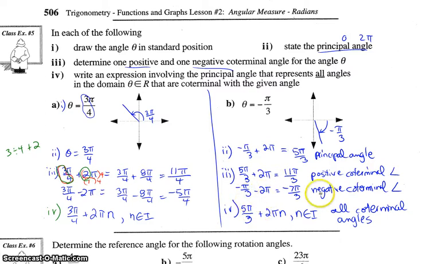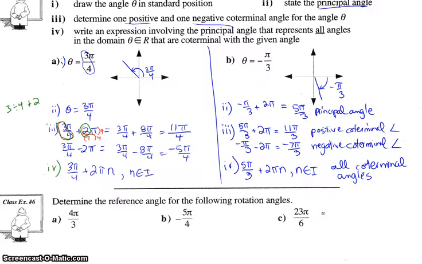Okay, and for the negative coterminal angle, I took negative pi over 3 so that we could be further negative. Subtract 2 pi, and we get negative 7 pi over 3. All coterminal angles could be defined or described as 5 pi over 3 plus 2 pi n, where n is an element of the integers. And there we go. So hopefully we're all good on that.